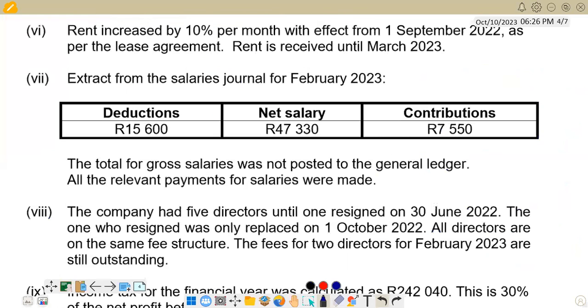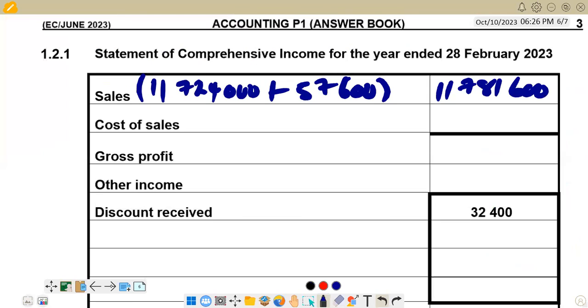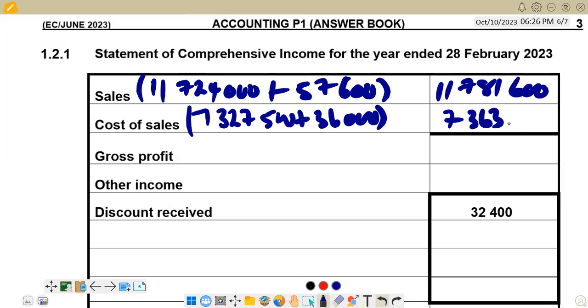So if you go back there on our answer book, we are now summarizing that working. So the cost of sales that we are given in the question is 7,327,500. Then we add the 36,000 that we have there. Then when we do that, we get 7,363,500.